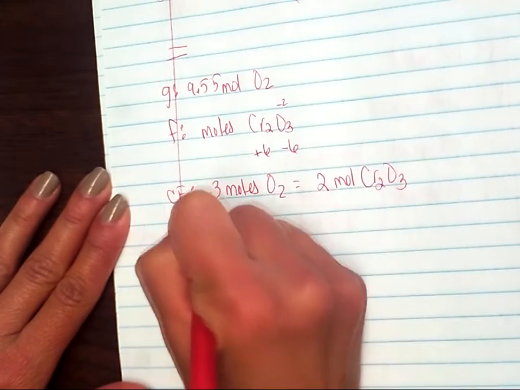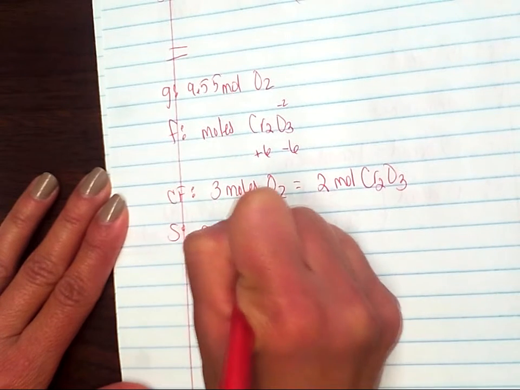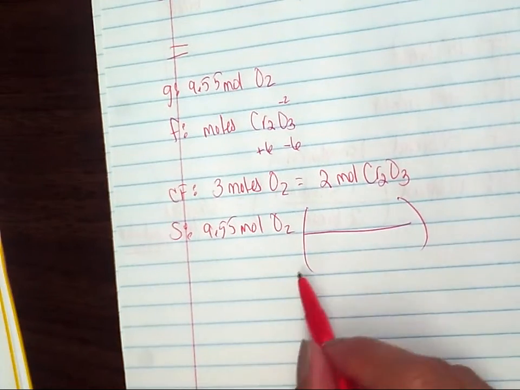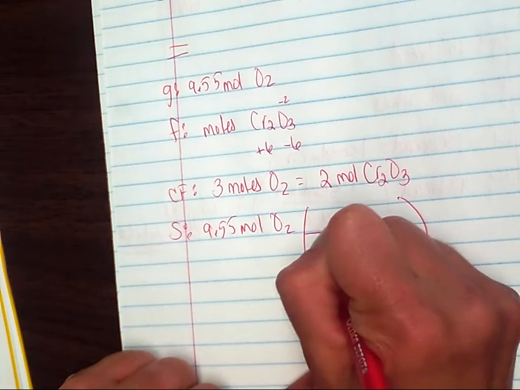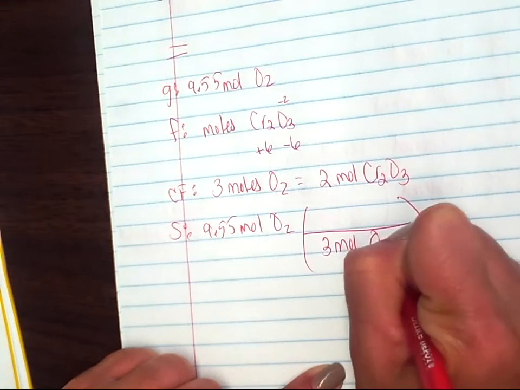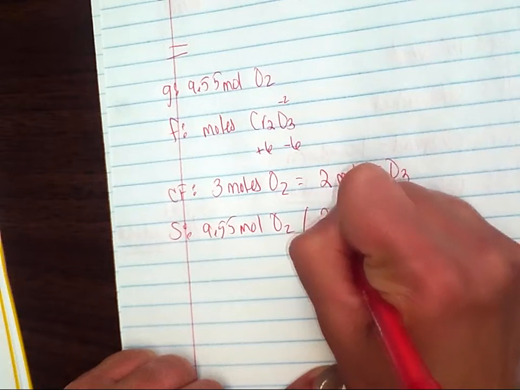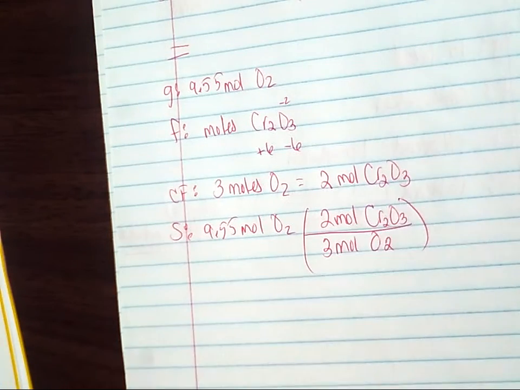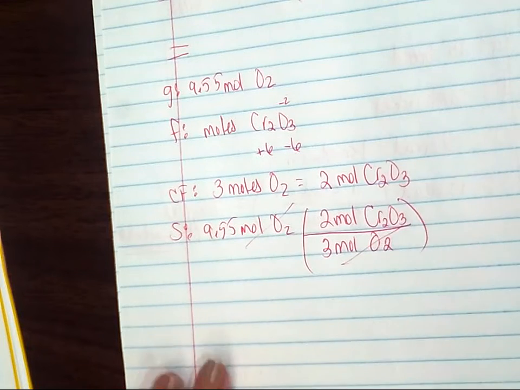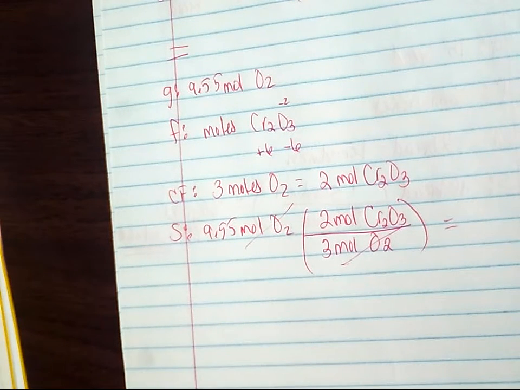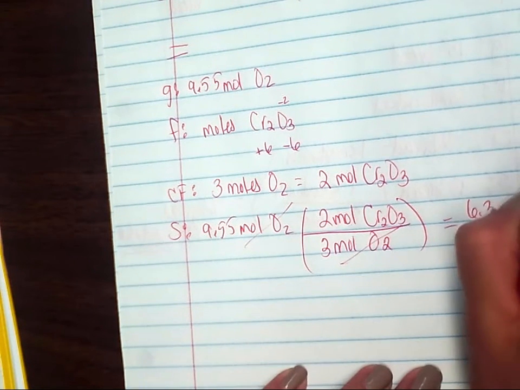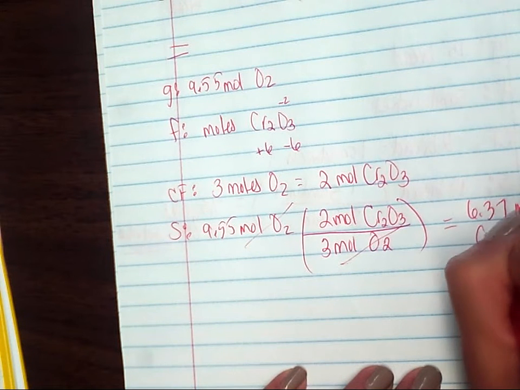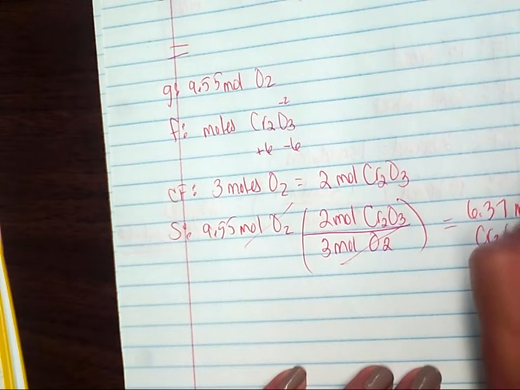Okay, start off with what was given. What goes on the bottom? 3 moles of O2. The 2 moles of chromium 3 oxide goes on top. The moles of oxygen cancel. You do the math, and you should end up with 6.37 moles of the chromium 3 oxide.